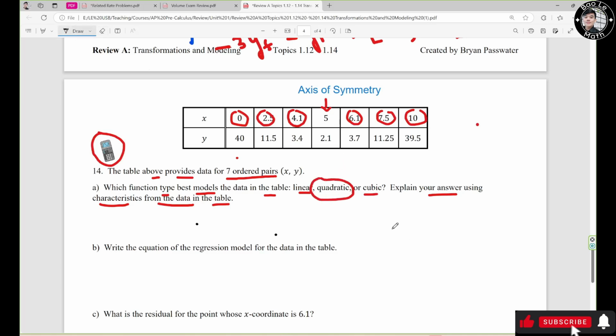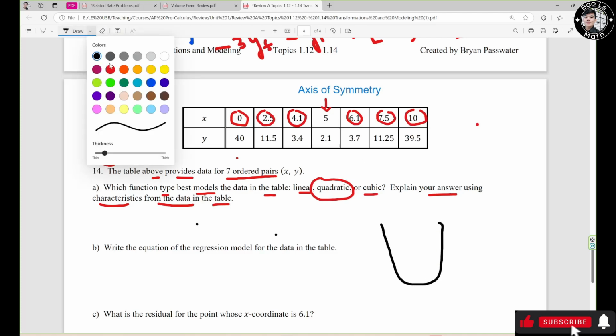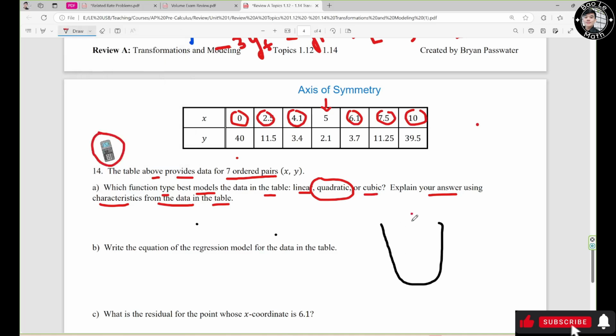Alright. So you know that a quadratic function is going to be something like this, right? And the axis of symmetry is the line that splits the quadratic function in half, right? This one is the vertex, so the vertex right here. Alright, the axis of symmetry is s equals 5, right? For the left branch, the y values are going down, 40, 11, 3, right? The right branch is going up, 3.7, 11.25, and 39.5, right?